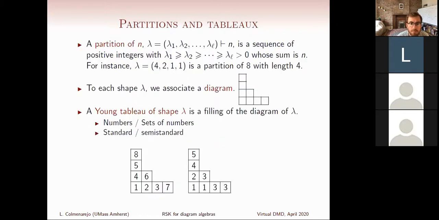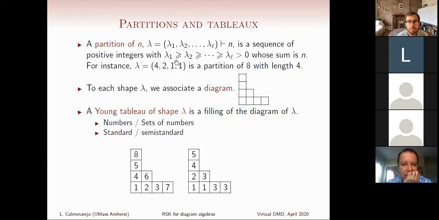I wasn't sure if people knew what I was talking about when I mention partitions and tableaux, so I put in a quick slide. A partition is just a sequence of positive integers that are weakly decreasing. It's a partition of n if the sum of all the entries is n, and it has length 4 if I have 4 nonzero entries. One way to visualize a partition is using a diagram, and I'm using French notation. I have 4 boxes in the bottom row, then 2, and then 1, 1, as in this case.